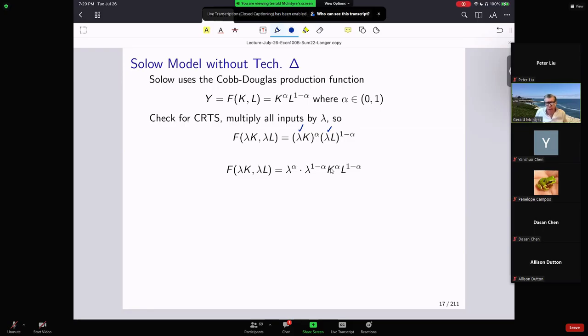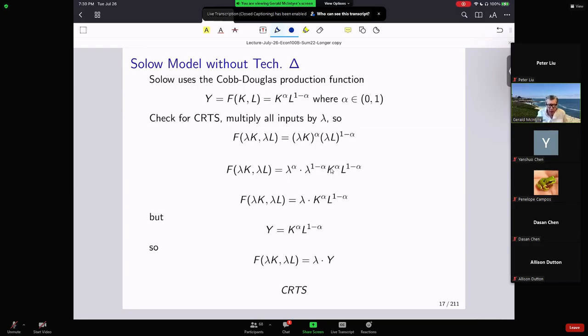Recall the rules of exponents. If you're multiplying the same base, you add the exponents. We're multiplying the same base lambda here: lambda to the alpha times lambda to the 1 minus alpha. You add the exponents and you get lambda. And so we have lambda times K to the alpha, L to the 1 minus alpha. But recall that K to the alpha and L to the 1 minus alpha is just Y. So I can put that Y in, and I get lambda times Y. Notice I multiplied K by lambda, L by lambda, and I ended up with lambda times Y. That is the very definition of constant returns to scale.